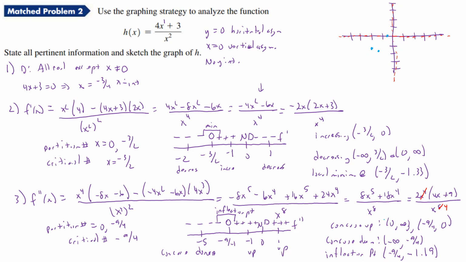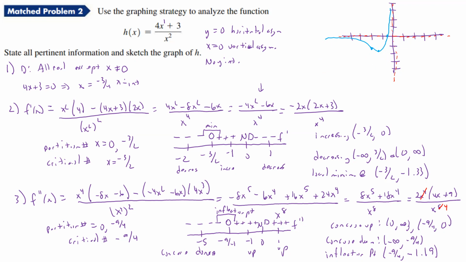Okay. Now we said it was concave up from -9 fourths to 0. So from here up, it's going to look something like that. But then from -infinity to -9 fourths, it's going to be concave down. So now we have a point of inflection here. And so now we're going to go something like that. Now it's not going to be that extreme, but that's our point of inflection here. All right. Now what else do we have?